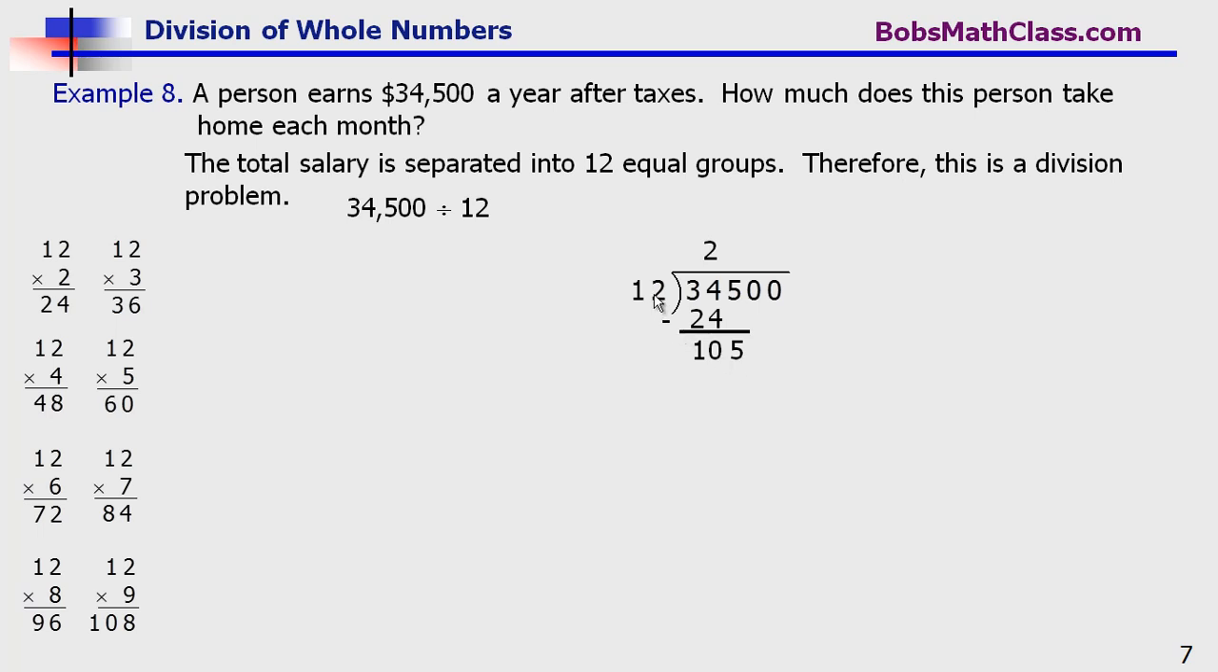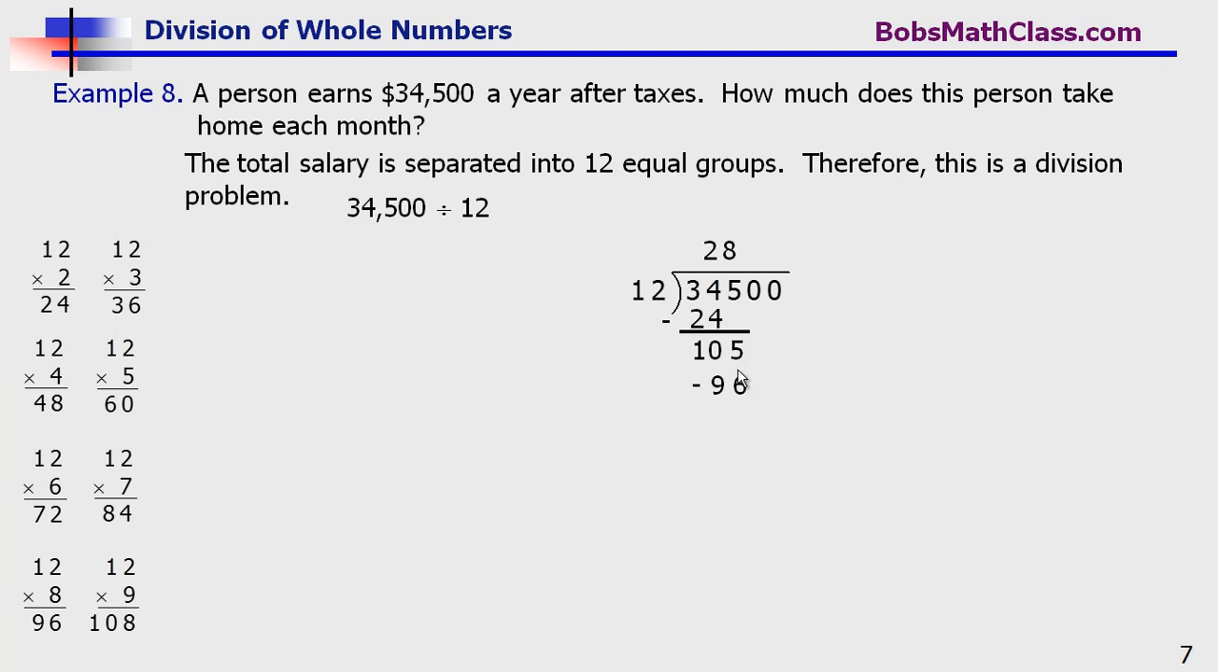So now we're dividing 12 into 105. Go over to your little products here on the side and find the number closest to 105 without going over. Oh, 108, that's close, but just a little bit too much. So we're going to use 8. So 8 written above this 5. 12 times 8 is 96.